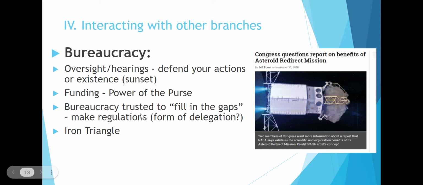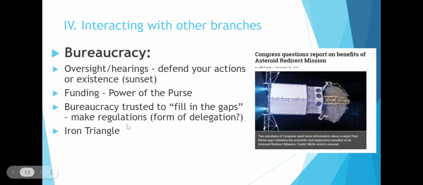So these bureaucratic agencies are allowed to make regulations. Congress delegates some authority to these bureaucratic agencies and says, hey, you figure it out, you make the regulations, and we don't want to waste our time with this. So we're going to leave some gaps, and we're going to let these bureaucratic agencies be in charge of filling in those gaps with the rules and regulations that they make.